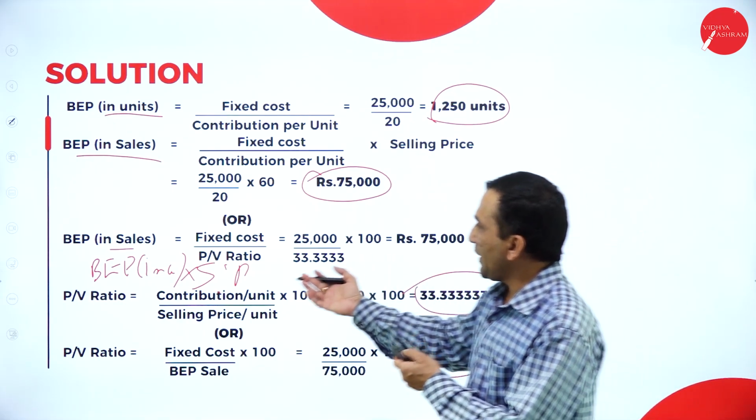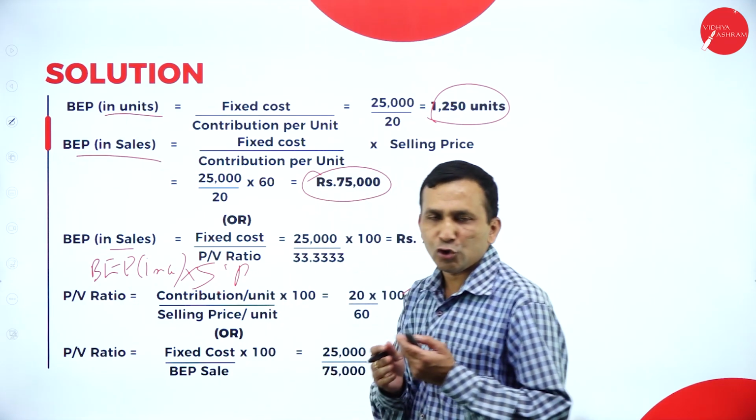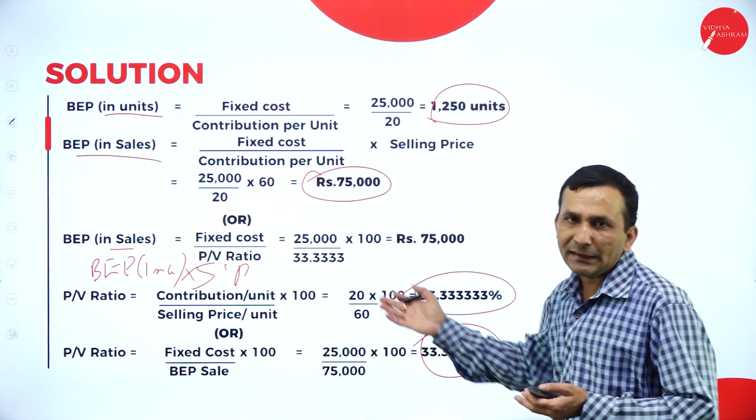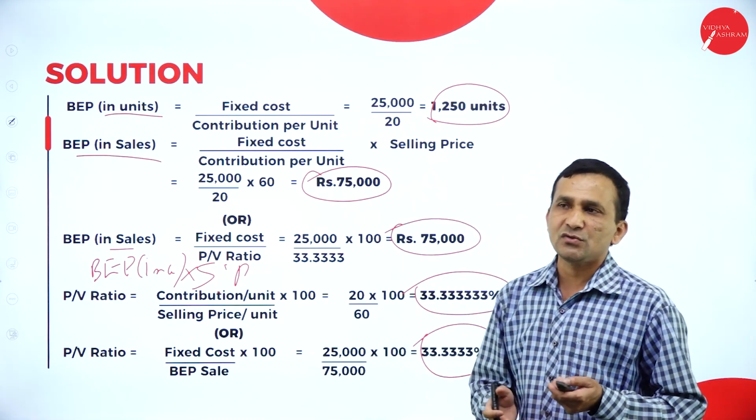Once we get the PV ratio, we can immediately apply this formula also. Fixed cost we know is 25,000, divided by PV ratio 33.333% into 100. So the same answer, 75,000, we are getting.